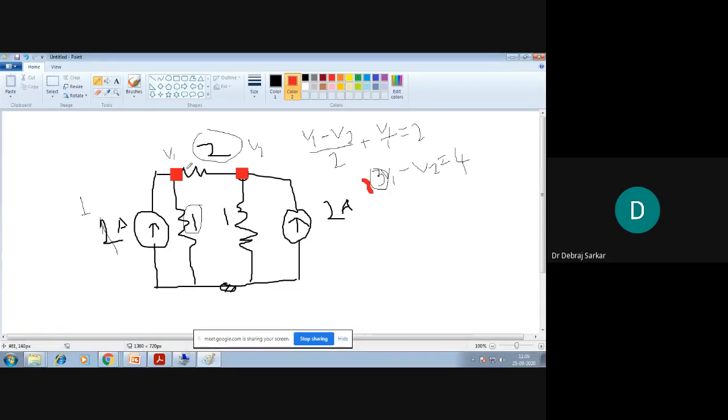Which node were we considering now? Node V1, this node 1 we have considered. Now see, this self admittance is the sum of all the admittance connected to V1. Got it? Now try V2. You'll see it will also be 3, because 2 plus 1, and let's say we take it as 3 ohm.